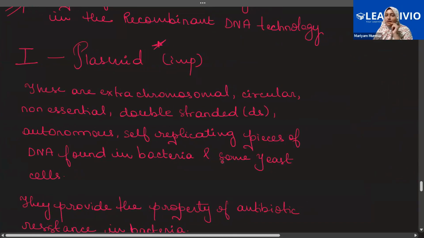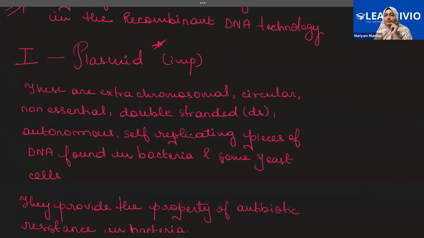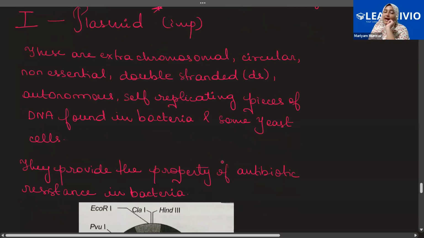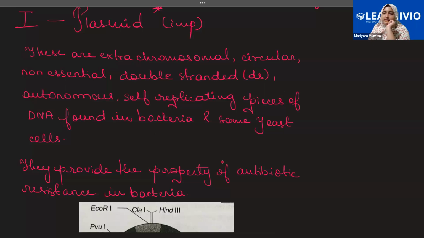They are autonomous. What is the meaning of autonomous? Can anyone tell me? Autonomous means it does not have any regulatory body. It can regulate on its own, meaning it regulates itself. Then comes self-replicating pieces of DNA. So many adjectives to describe plasmid: extrachromosomal, circular, non-essential, double-stranded, autonomous, self-replicating pieces of DNA that are found in bacteria and some yeast cells.